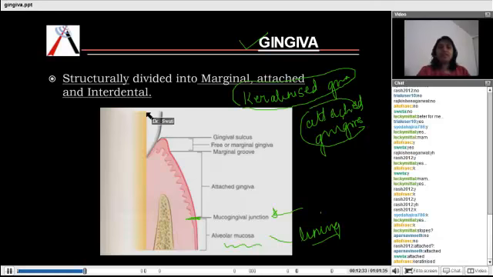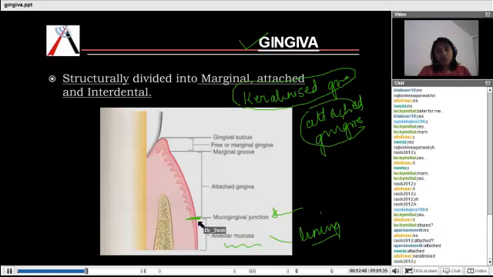Now let me explain the things. Okay, this is our marginal gingiva. From the end of the marginal gingiva to the beginning of the mucogingival junction is our attached gingiva. You all understand this definition of attached gingiva. After that, the lining mucosa starts.